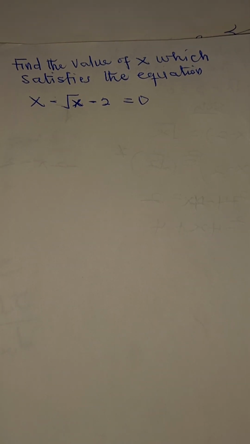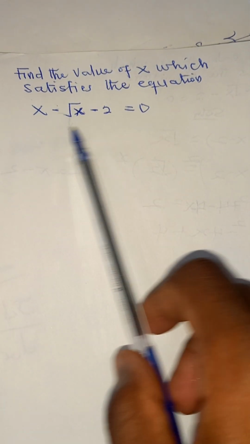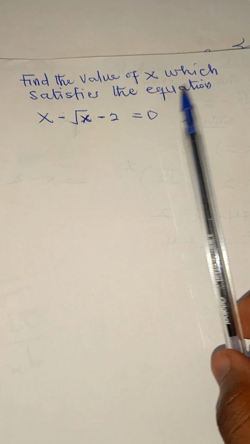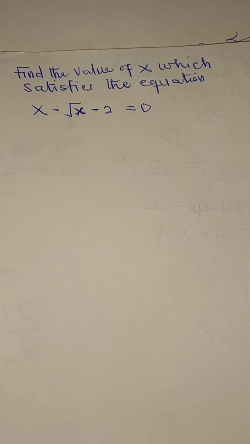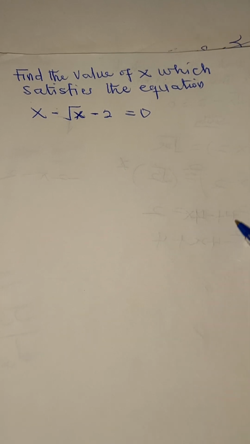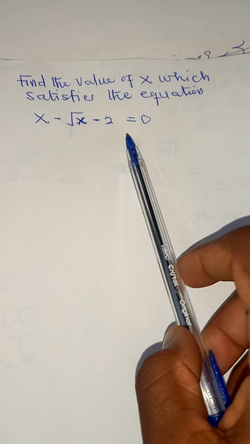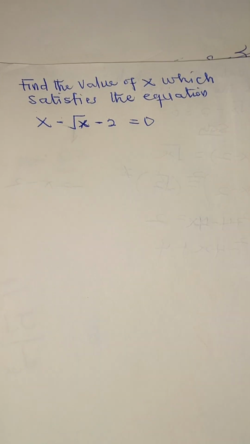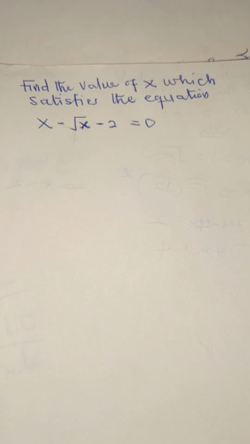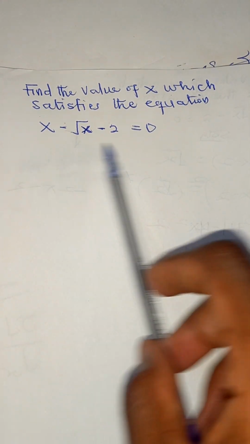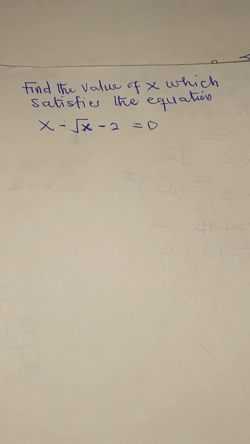I want us to look at this equation involving sets. Those of you that are familiar with the topic, you know exactly what I mean. So we have x minus root of x minus 2 is equal to 0. We are to find the value or the values of x which satisfy this equation. So this is what we do.